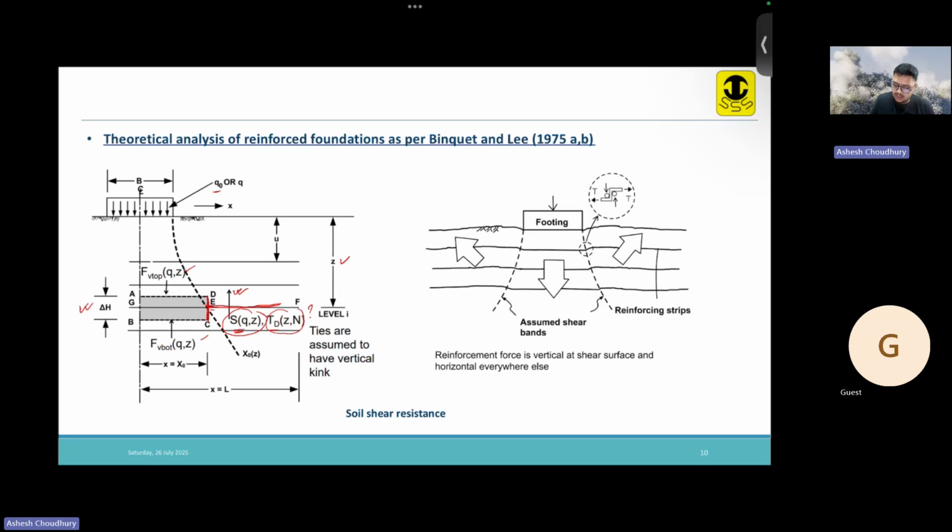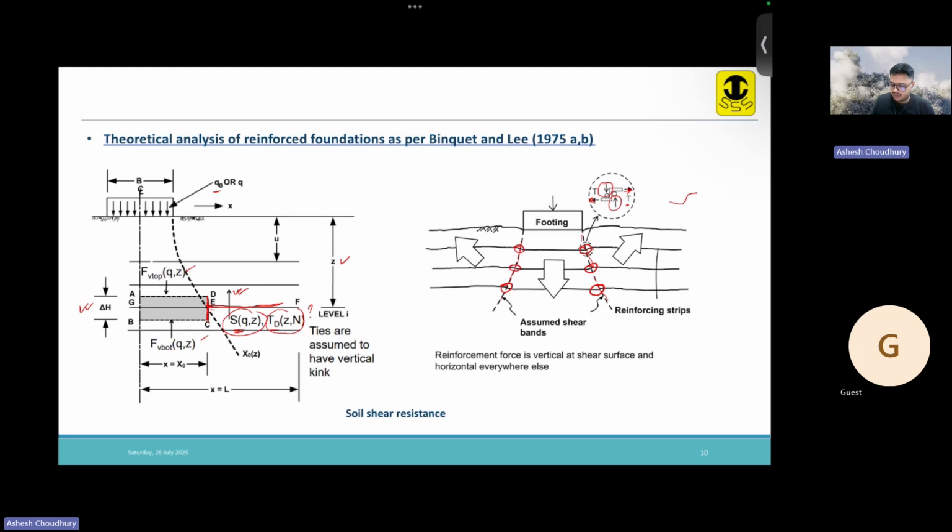But the thing is, it is assumed that this is the locus of the maximum shear forces, right? And at the points of intersection of the locus and the strips or the reinforcement, it is assumed that there is a kink that develops. One vertical kink develops. So due to this vertical kink, the T force, which is horizontal here, becomes vertical at that point. That's why we are considering it as vertical.